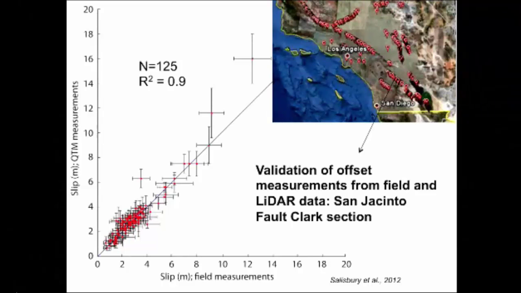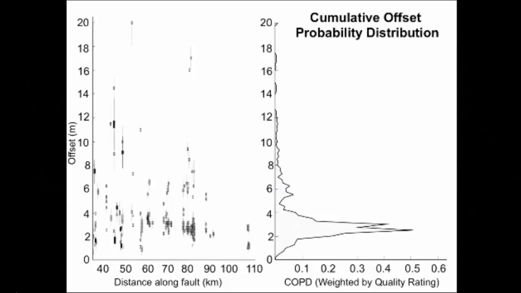Once you have these data, you can plot them some way like this. So this would be distance along the fault versus the individual offset. So this would be one single measurement. And what we also do is we try to characterize their quality. So is this a poor reconstruction or a high quality reconstruction? So we have the offset measurement as well as this quality rating. The offset and its uncertainty are shown by the error bars, but then the darkness of this is indicating the quality. So the darker is the higher quality offset.